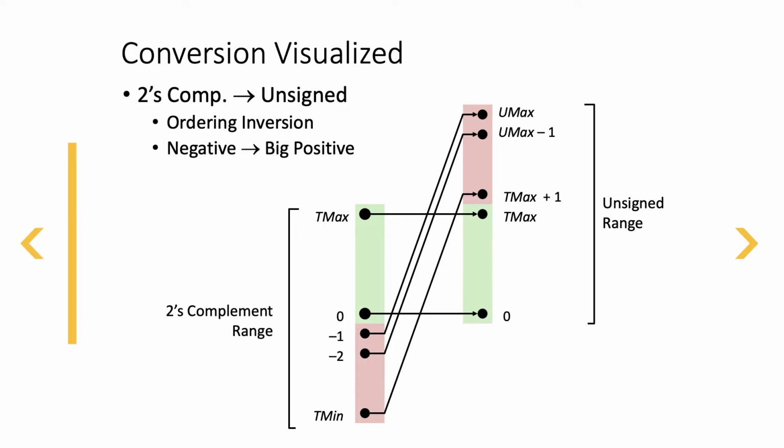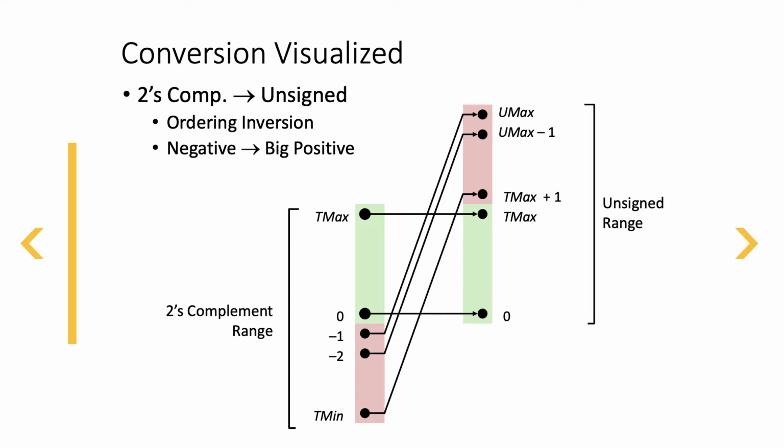A -1 in 2's complement is going to be equal to unsigned max. Then as we go to -2, it's unsigned max -1, and that works 1-to-1 all the way down until we find that T min ends up being equal in the unsigned to T max plus 1. So this gives you an idea of how these things relate, and this is a handy thing to know.